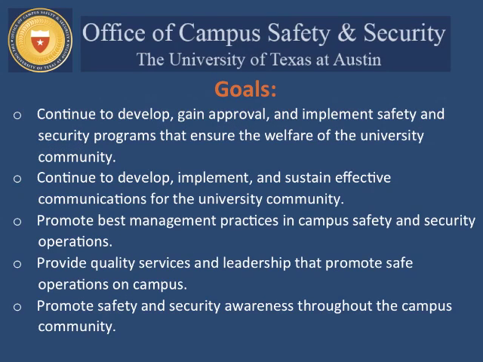There are 5 goals that the University of Texas Office for Campus Safety and Security has, focusing on the development of programs, the establishment of communications, finding best practices and implementing them from across the nation, being a leader and developing the leadership across campus to react to situations and to promote safety awareness.